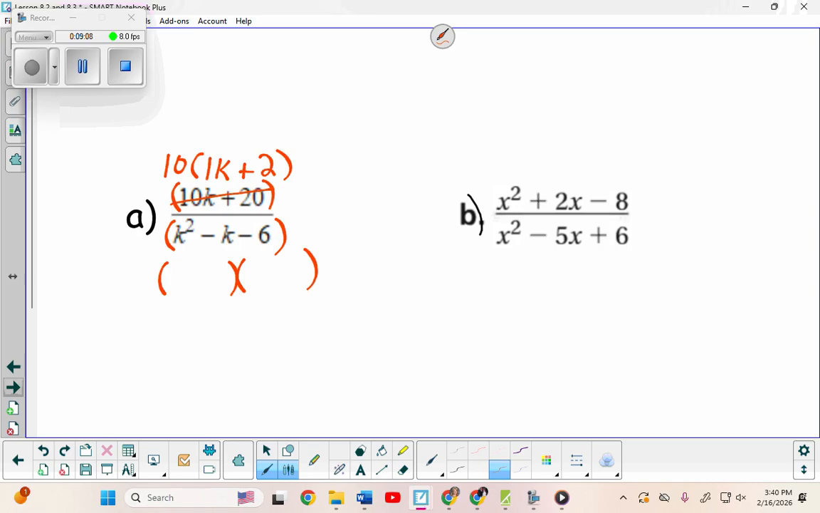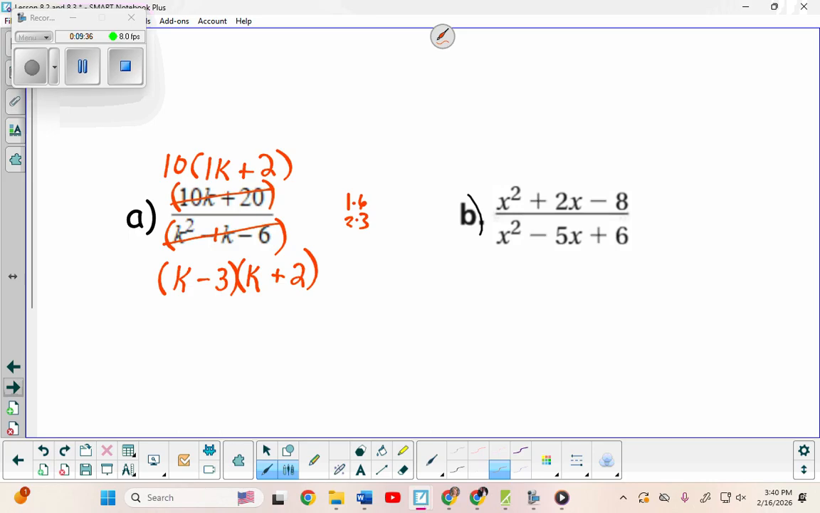The next one, looks like we have a k squared, so we do need 2 sets of parentheses. It's a trinomial that we're going to factor into 2 binomials. We need to end up with factors of 6. 1 times 6, 2 times 3, and they have to have a difference of negative 1, so we're going to do the 2 and the 3. And we will put the negative on the 3, because minus 3 plus 2 gives you a negative 1.